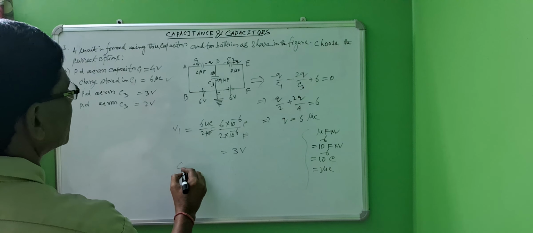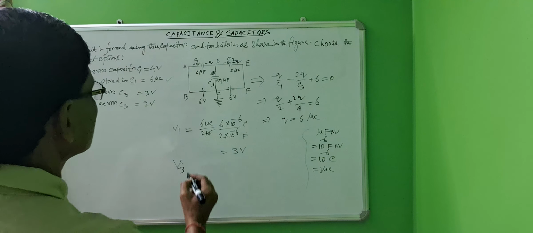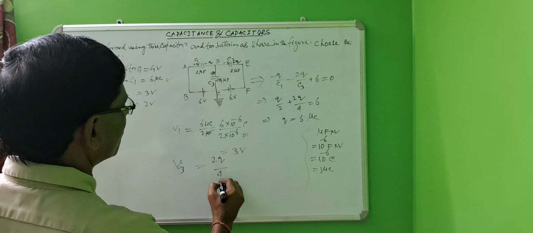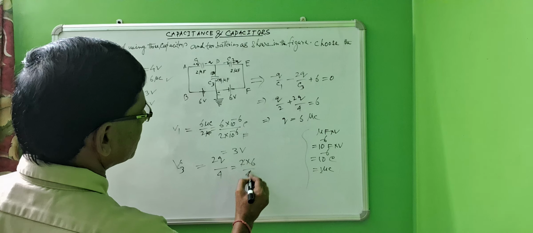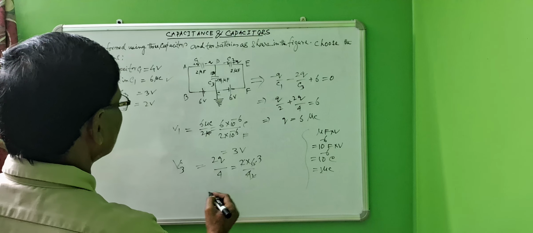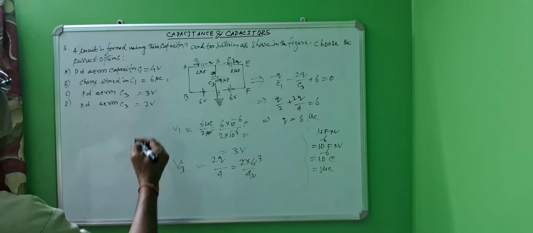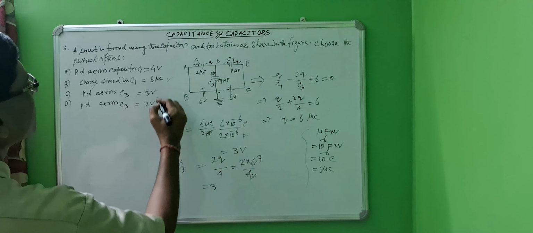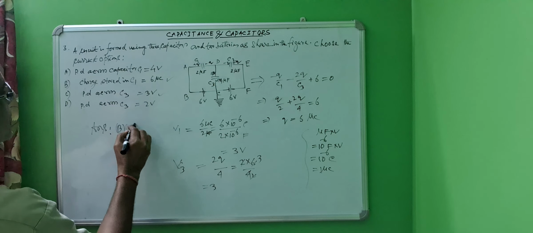So V3, the potential difference across C3, equals twice Q upon 4 equals 2 into 6 upon 4 equals 3. So the potential difference across C3 equals 3 volt. So this one is right. So the answer is B and C.